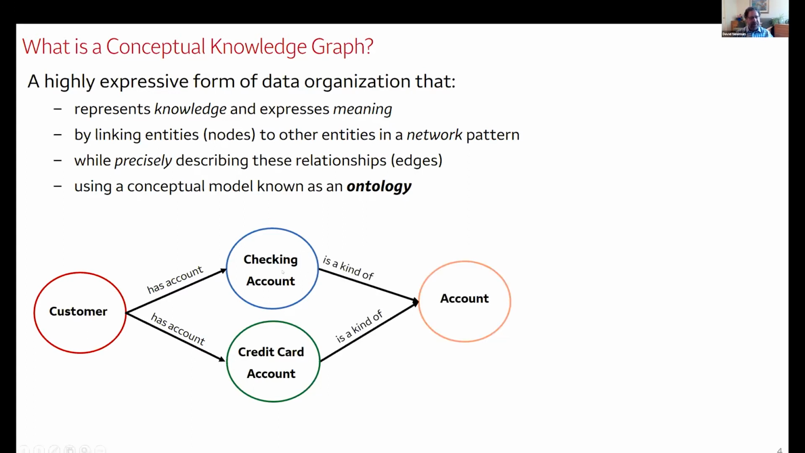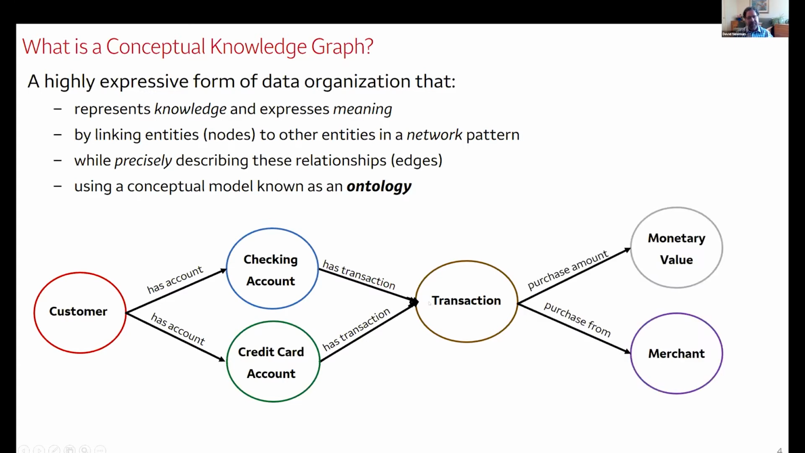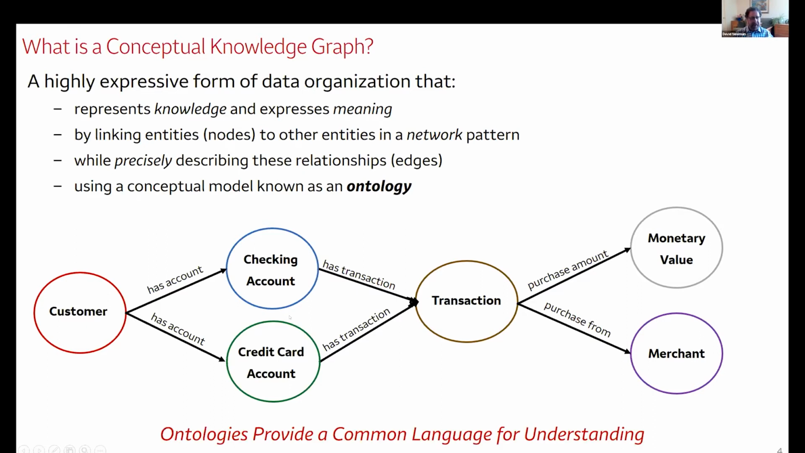There's more intelligence here, where we could say these two nodes, checking and credit card account, are kinds of accounts. And these checking and credit card accounts also have attributes, such as transactions, which link to a transaction concept. And these transaction concepts have relationships to concepts like a monetary value or a merchant, where the transaction relationship is purchase from merchant or purchase amount, some monetary value. So this is a very high-level overview of what we would call an ontology, which can provide a common language for understanding.